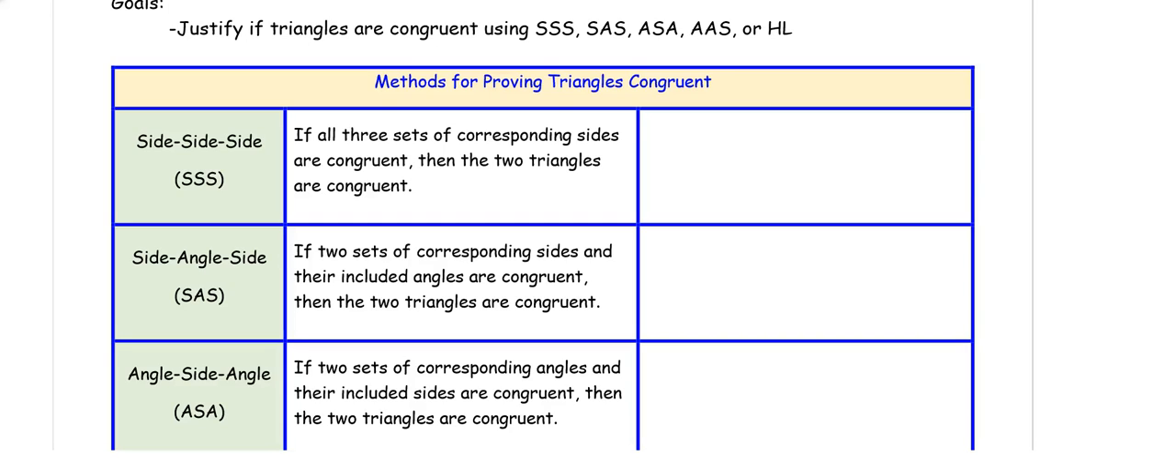So today we're going to justify if a triangle is congruent using side, side, side, side, angle, side, angle, side, angle, angle, side, or hypotenuse, leg. So let's go through the methods for proving triangles are congruent. The first method is side, side, side.